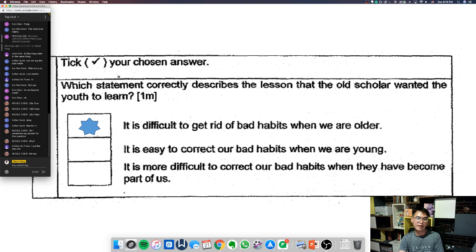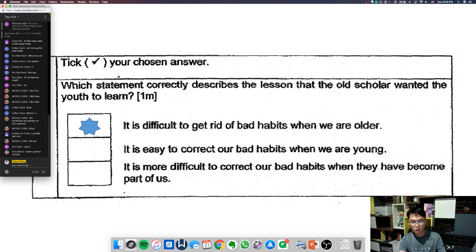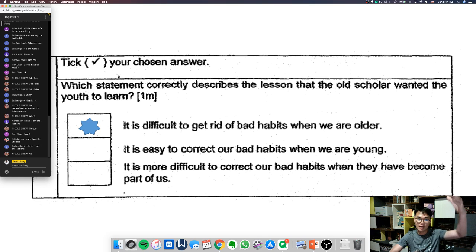No, that's not the correct answer. It's more difficult to correct our bad habits when they become a part of us. No. The point here is that the old wise man was trying to teach the young boy that it's difficult to get rid of bad habits when we are older. That's why he brought him to a guava tree, which is older than the little tiny plant and therefore much harder to pull up. Couldn't be pulled up at all. So it's difficult to get rid of bad habits when we are older.